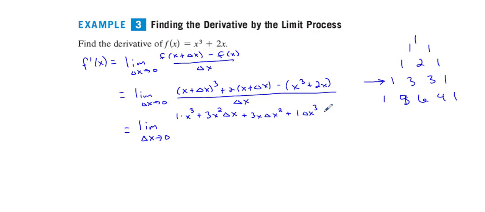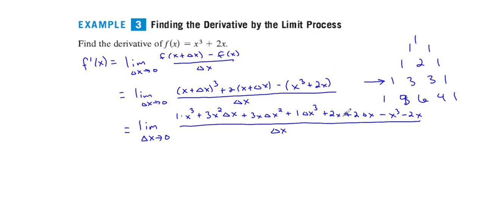Keep going, distribute your 2. Distribute your negative, all over delta x. Now if you're still hung up on this binomial expansion using Pascal's triangle, just multiply this out.